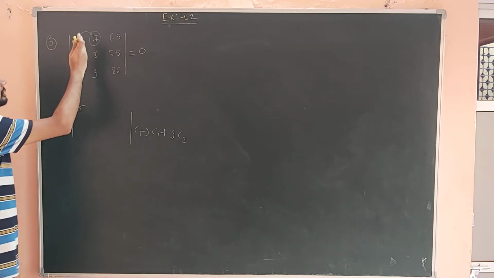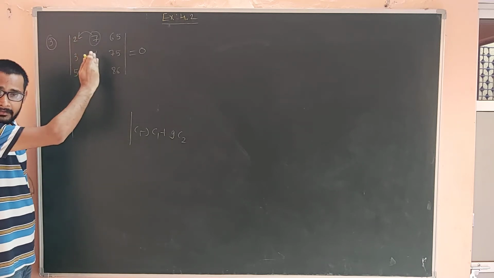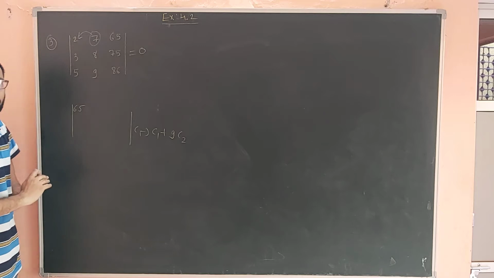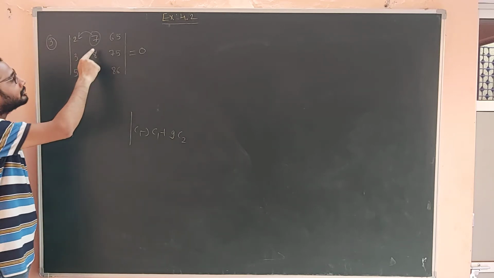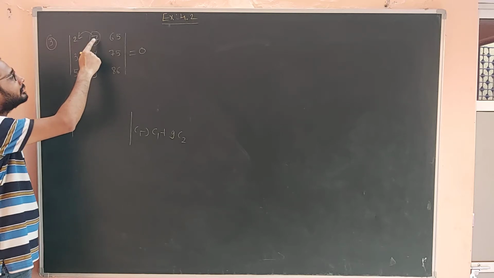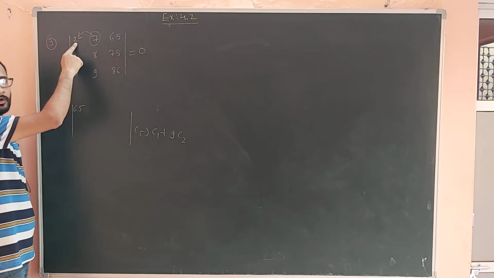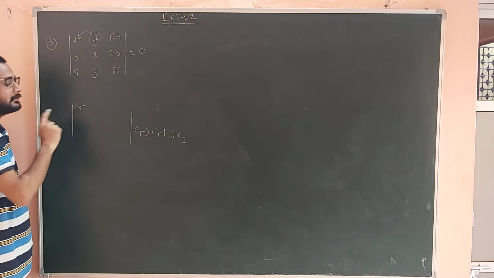Again I multiply column 2 by 9 and add into the first column. The first element is 7, so I multiply 7 with 9. 7 nines are 63, and adding into the first column, 63 plus 2 is 65.